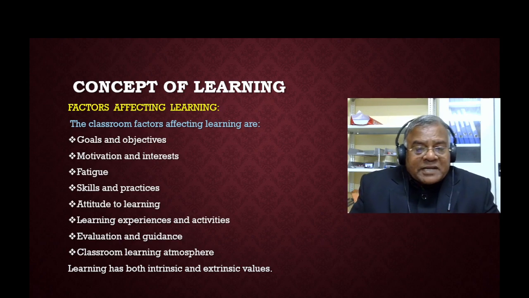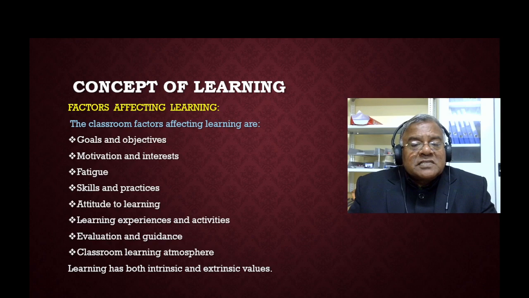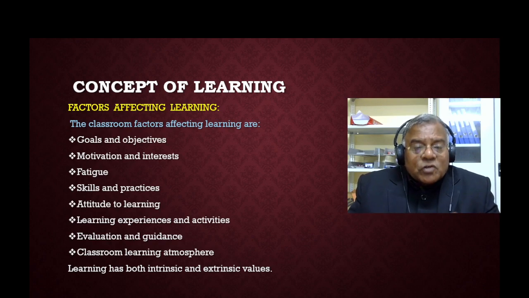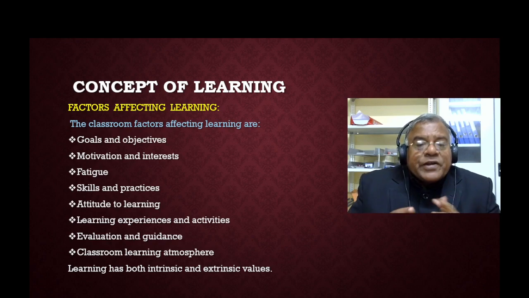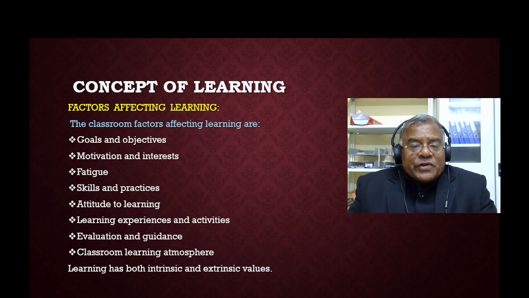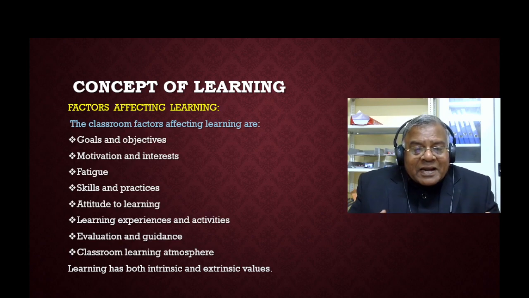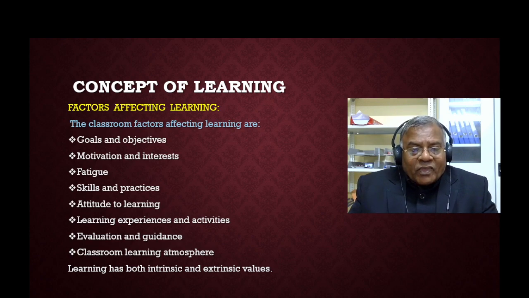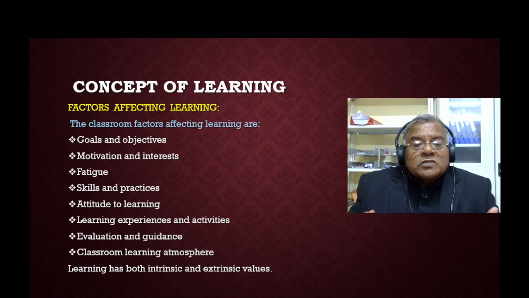Then skills and practices. What are the various skills and practices a teacher can give to the students? Then attitude to learning. What is their attitude to learning? Whether they are disposed to learn anything new. How to create that type of attitude in them. Then learning experiences and activities. Then evaluation and guidance. If the students are not up to a certain level, then they have to be evaluated and proper guidance should be given.